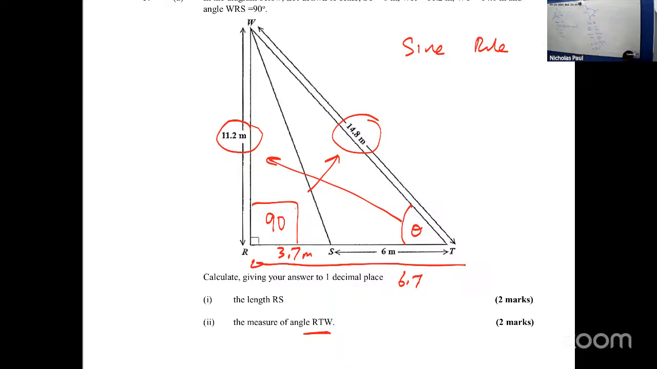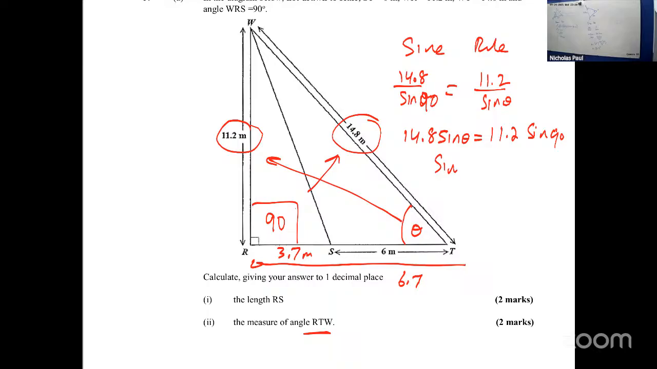Right, let's go. So I am going to use the sine rule, right? So I am going to use 14.8 over sine theta is equal to 11.2, sorry, that should be 90. 11.2 over sine 90. Cross multiply: 14.8 sine theta is 11.2 sine 90.